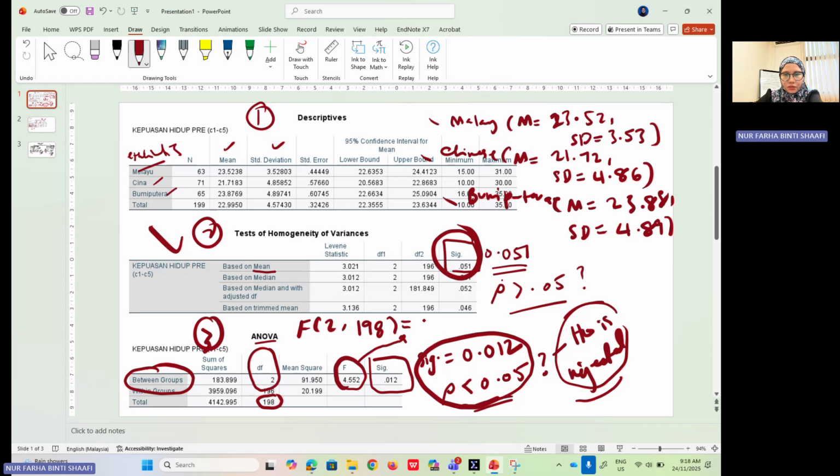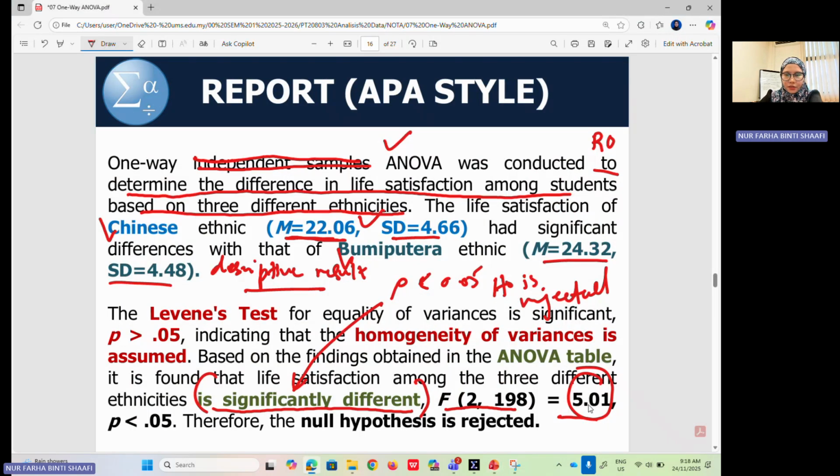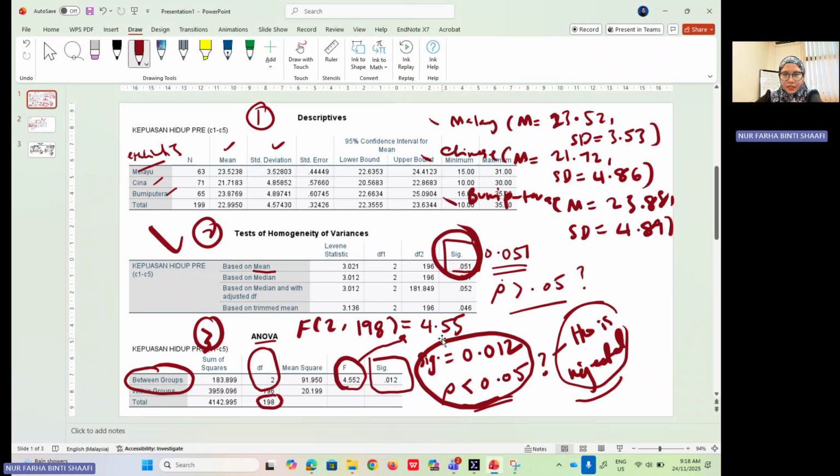So equals to 4.55. And 5.01 is based on my result in these notes, so it differs from yours. So p is less than 0.05. P is less than 0.05 is actually read from here, the significant value. Okay, I use this one. Significant value 0.012.